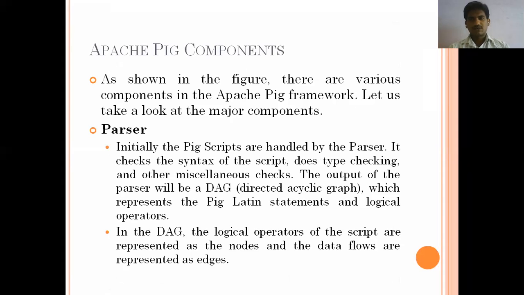First we are seeing the parser already, how it will parse. There I ask you what the syntax is. So the script goes through type checking and other miscellaneous checks. The output of the parser will be a DAG, directed acyclic graph, which represents the Pig Latin statements and logical operators.